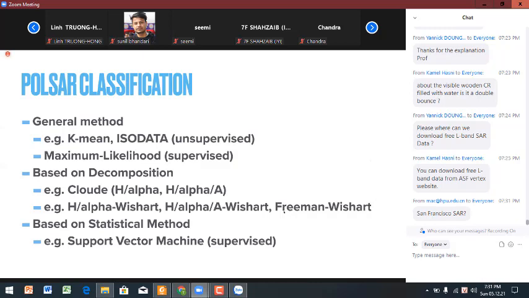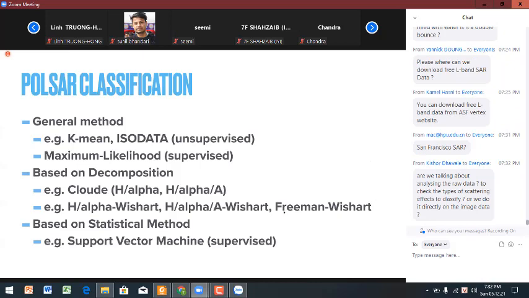There are so many, you see, H alpha, Anisimov-Vishad, Freeman-Vishad, the different types of decomposition that work very well with classification. Pauli is good for visualization, but for classification, these ones are a bit better. And then you can use the decomposition and put it in your classification method.